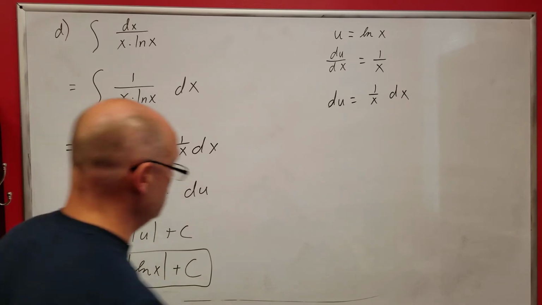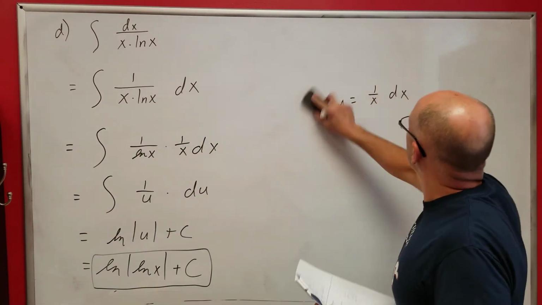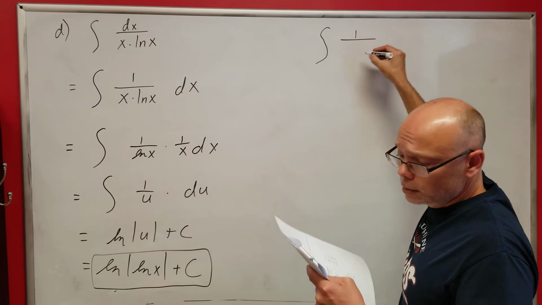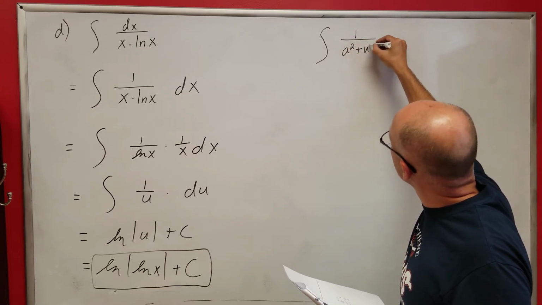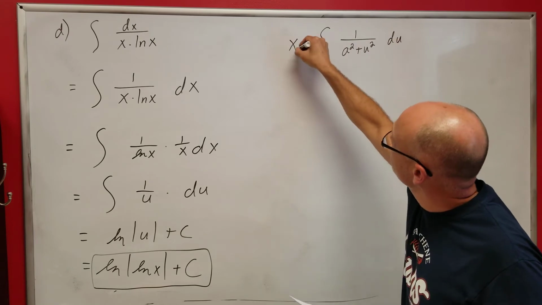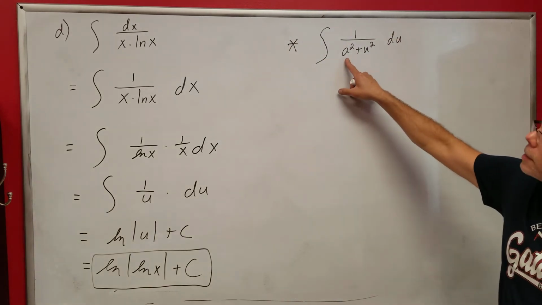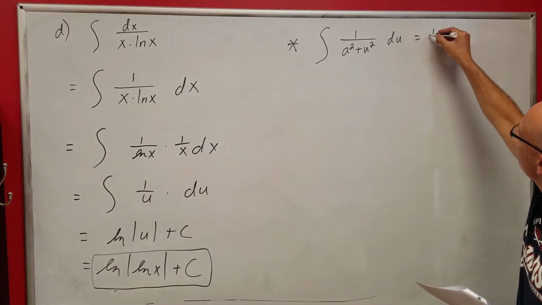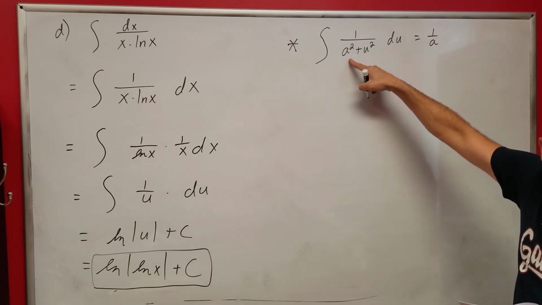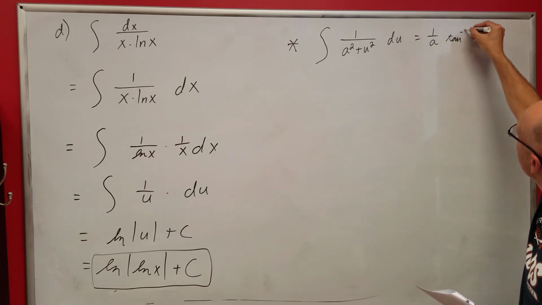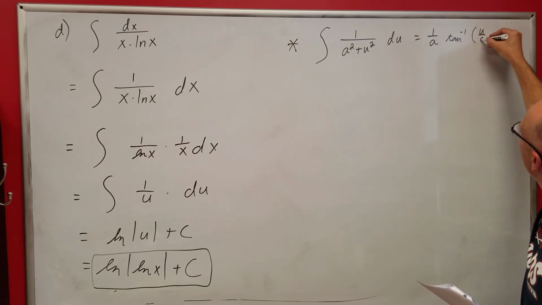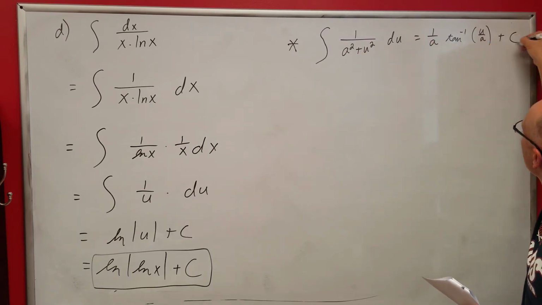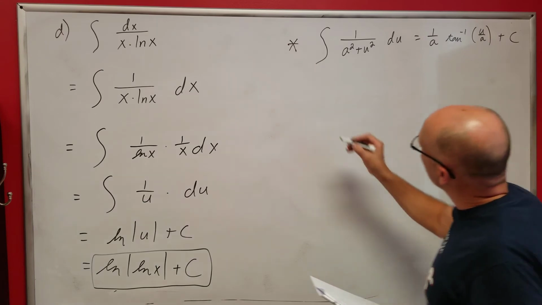All right, some formulas. Let's suppose I have this. I think we looked at this in the last section actually. If we have 1 over a squared plus u squared du, it's going to be a formula. If I have 1 over some constant squared plus some variable portion squared that I'm trying to integrate, that's 1 over the constant part that's being squared times the inverse tangent, or arc tangent, of u over a, so of the variable part that's being squared over the constant part that's being squared, plus c.